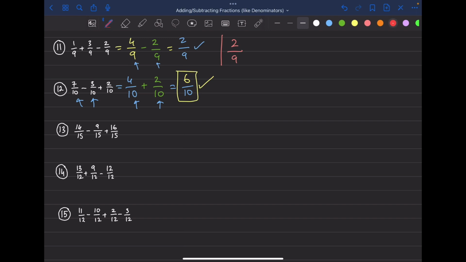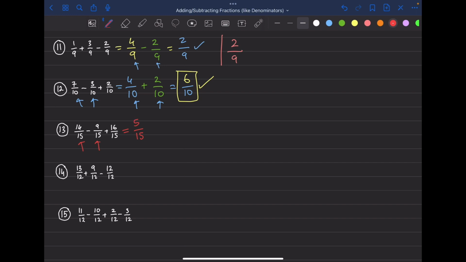For the next one, pretty simple again. Let's do it 1 step at a time. But 15 is the denominator of both fractions. So our answer for these two is going to be over 15. And then 14 minus 9 is 5. And once again, minus because this is a negative sign here. But yeah, 14 minus 9 is 5.